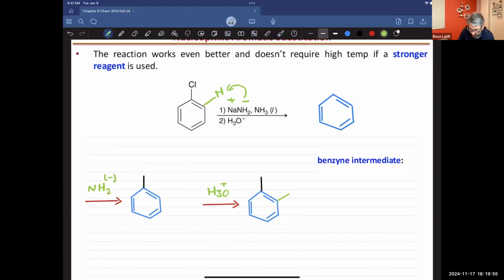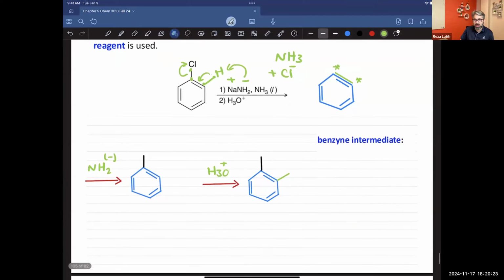Now we get NH3. And chloride, so the hydrogen will give up those 2 electrons to carbon, and chloride will take those 2 electrons and leave the system. So I get chloride also, and then I get this intermediate. Again, benzyne intermediate. Now I have 2 identical carbons, and because I have excess NH2, it can be added to any of these carbons.